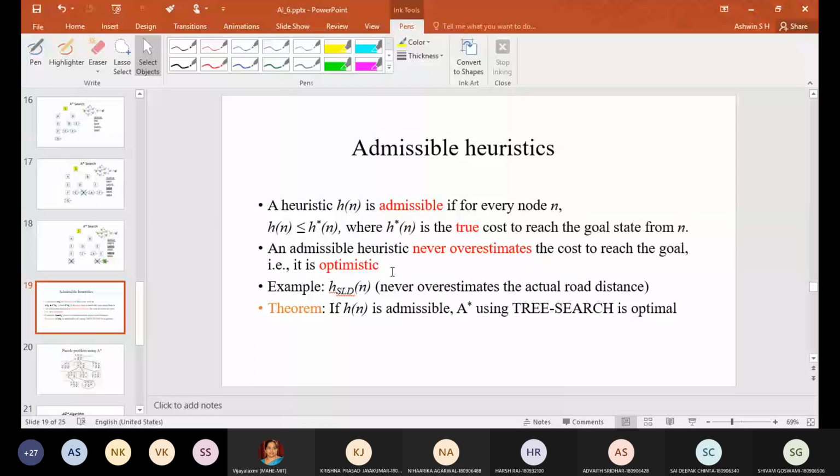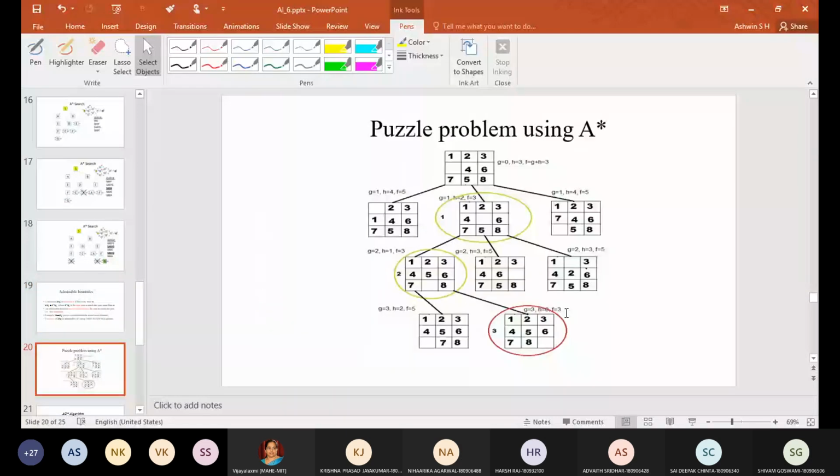It is optimistic. This gives you the optimal solution because it checks all the possible paths to reach the goal. It checks all the possible paths. So these are the features of A star. Now the same A star I have used to solve this problem.